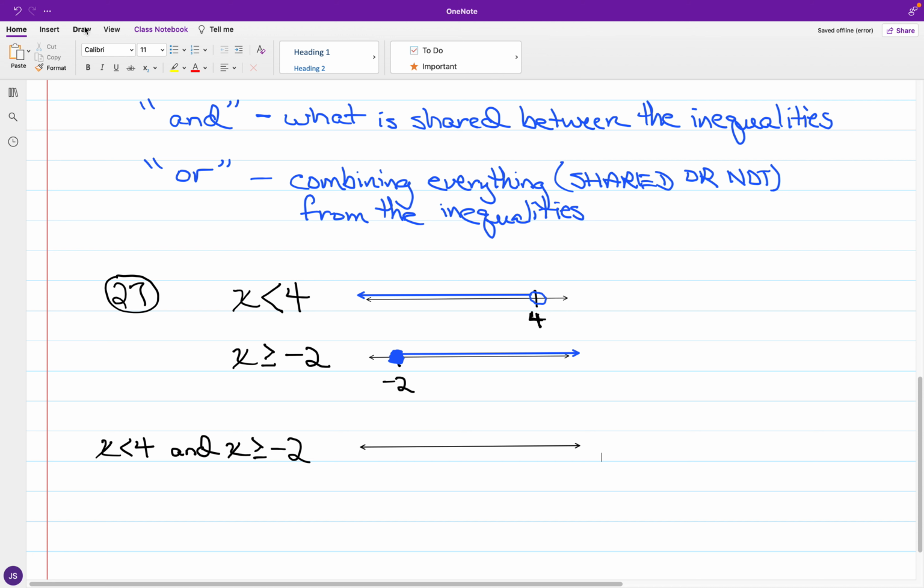Okay, so if you notice, in terms of any overlapping, for what we shared, from the first inequality, there will be nothing 4 or greater. And from the second inequality, there will be nothing that is less than -2. If you notice, you have the directions moving in crisscross fashion.